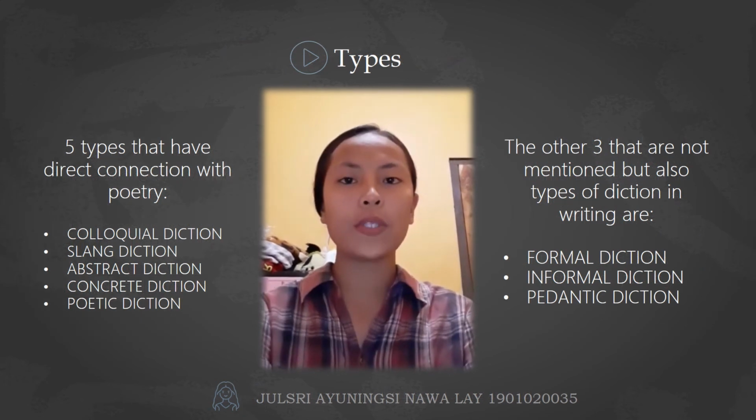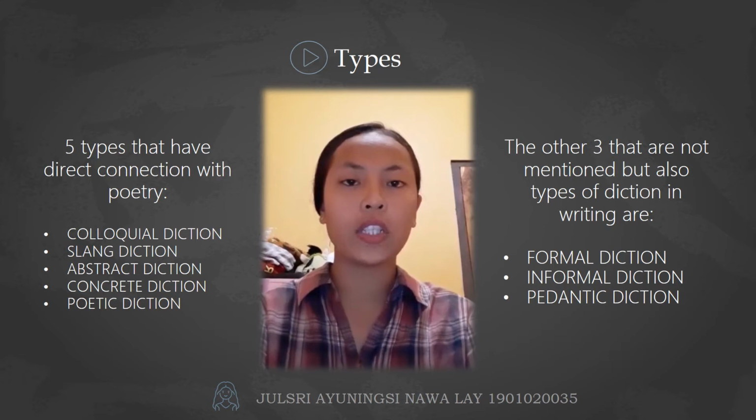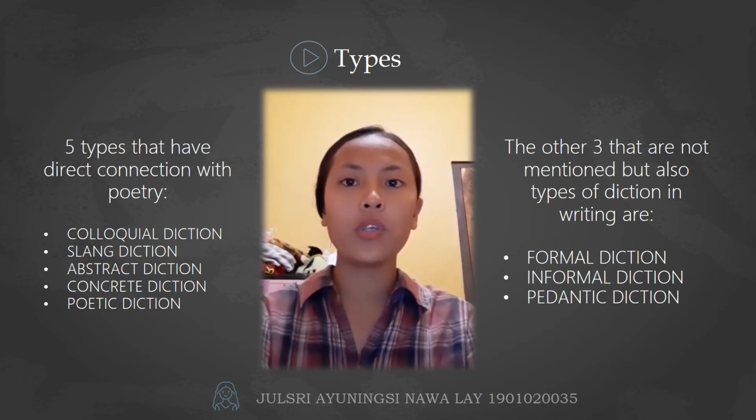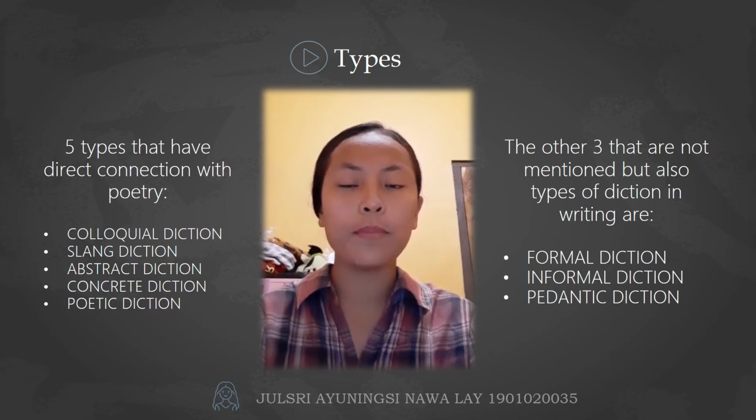Hello, I'm Jocelyn Sinawalai. I would like to tell you about types of diction. There are 5 types of diction. Number 1, colloquial diction. Colloquial diction is informal in nature and generally represents a certain region or time. These are examples of colloquial expressions born in rural areas of the United States. Colloquialism adds color and realism to writing.